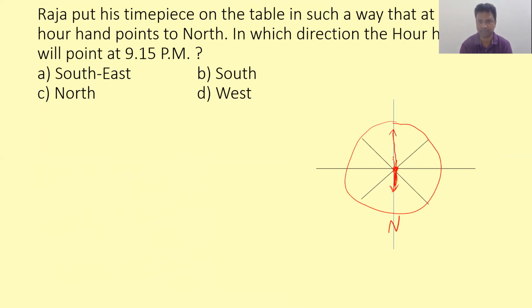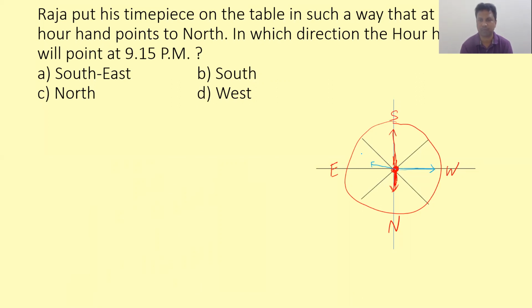So this is 6 p.m., the hour hand is pointing north. If this is north, standing in the middle facing north, the right hand will be east. So this becomes east. Opposite to east is west. Opposite to north is south. Now the same question: they are saying 9:15 p.m. It will be like this. The hour hand will be like this, and the minute hand will be exactly on the line. This is 9:15.